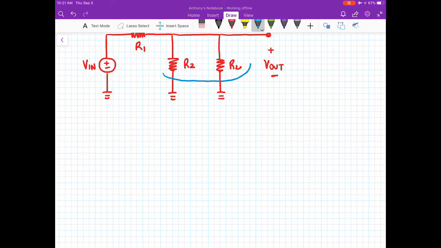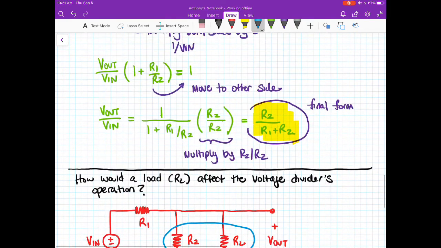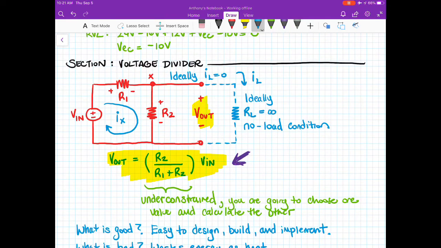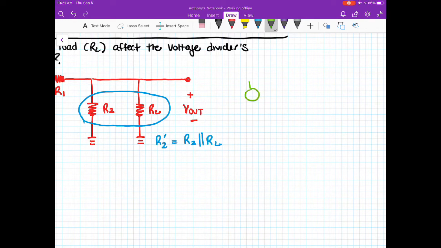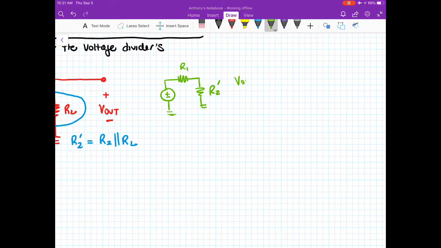So the easiest way to examine the operation is to just redefine our R2 as the parallel combination of R2 and RL. What that'll give us is a new voltage divider which fits the form that we have up here. I'll draw it real quickly and to the side. What we would end up with is a source, an R1, and an R2 prime. And then from there, we know that V out over V in would be equal to R2 prime over R1 plus R2 prime.